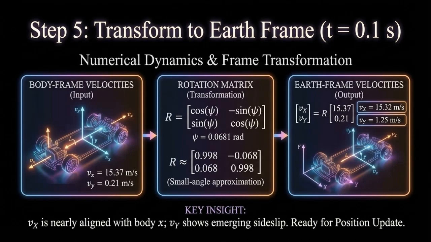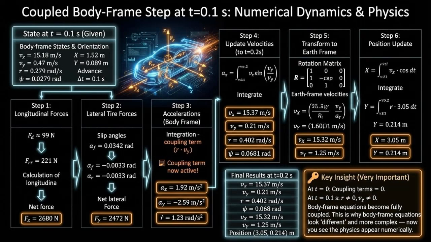The result is V capital X equals 15.32 meters per second, mostly forward, and V capital Y equals 1.25 meters per second, indicating growing lateral motion. These global velocities are now ready for position integration.